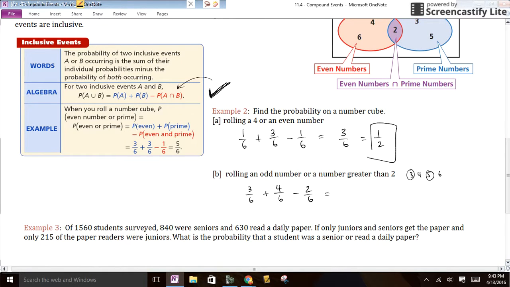And so what do we have? We got 3 plus 4 is 7, minus 2 is 5. You got a 5/6 chance that if you roll a die, it'll either be odd or a number greater than 2, which makes sense because the only one that doesn't work is the 2, because it's not greater than 2. Beautiful. All right, let me ask you a question and I'll be right back.